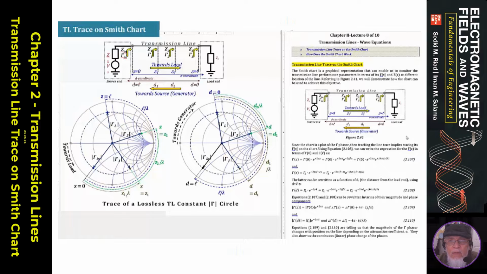In this lecture, lecture 8, we are going to talk about two items here. The first item is transmission line trace on the Smith chart, and the second item is how does the Smith chart work. So let's get started. The first part is about transmission line trace on the Smith chart.